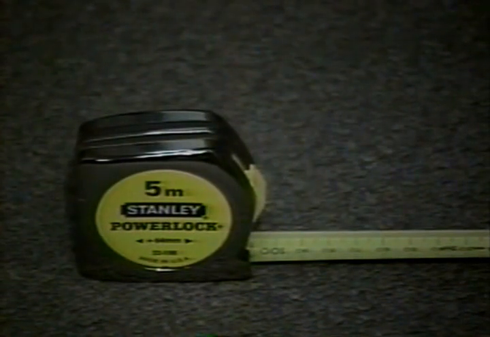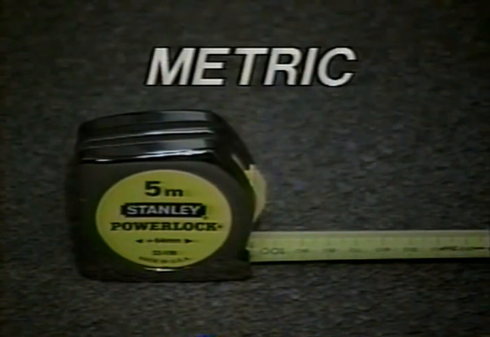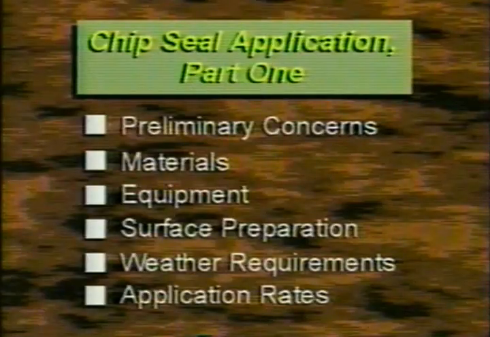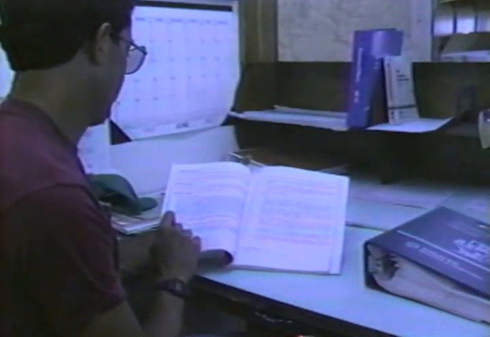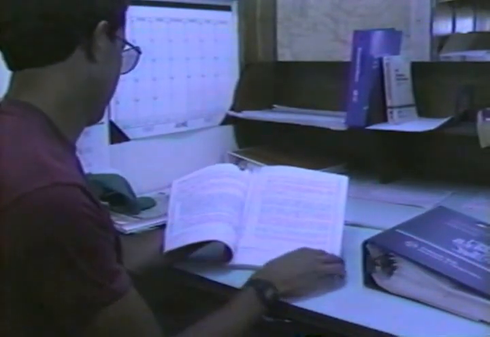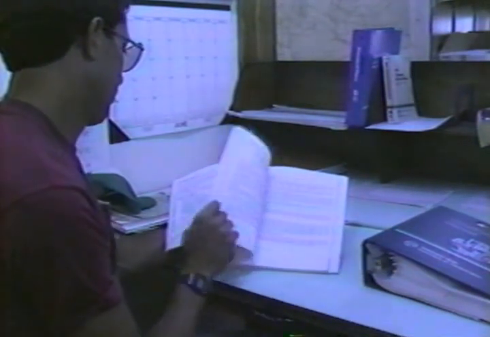Now, because of our country's move to metric measurements, we're going to use metric units throughout this presentation. We'll begin here in Part 1 with preliminary concerns. The first concern is familiarity with the contract documents, your agency's bid specifications, including amendments and any special provisions.